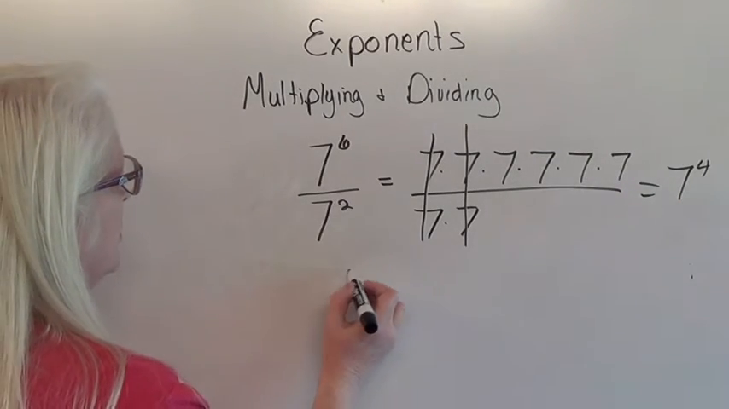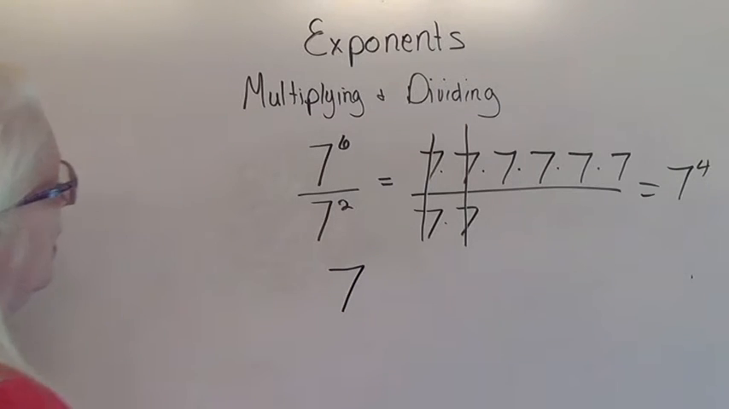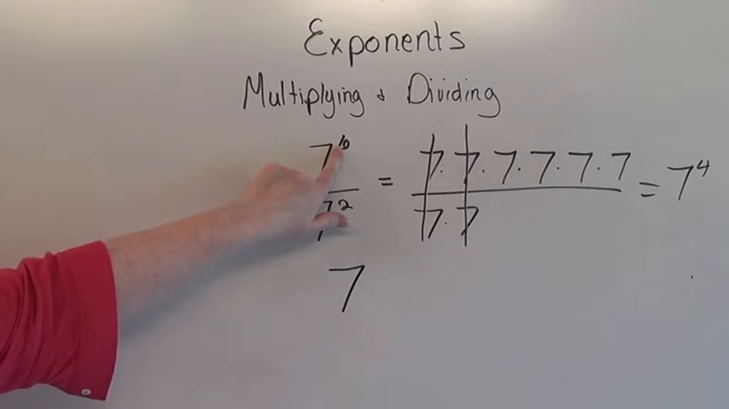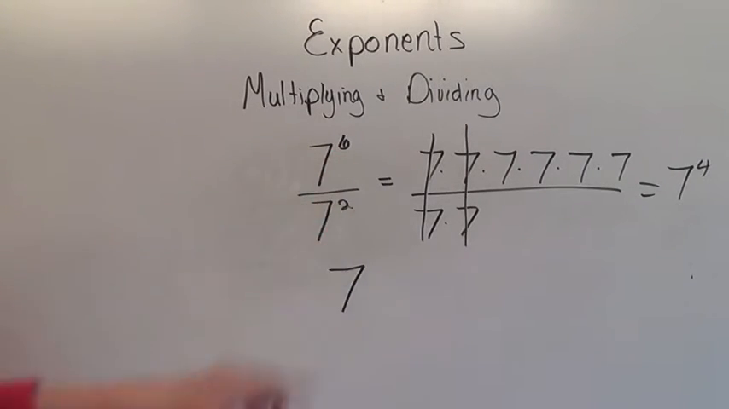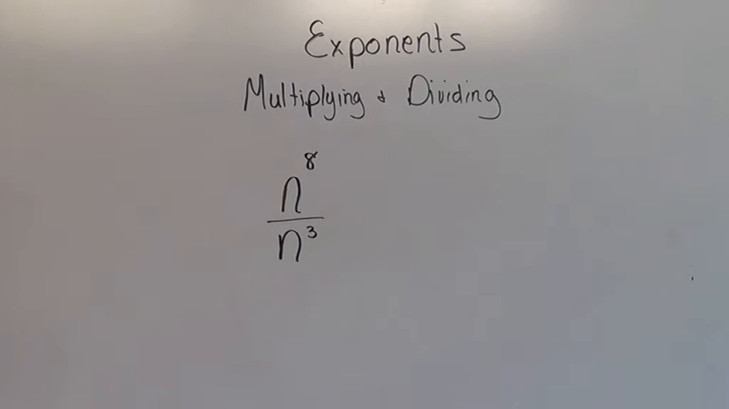We can also take this problem and keep our base, and then simply subtract the exponent. 6 minus 2 is 4, and come up with the same answer. So a very simple rule for division with same bases. Let's take a look at another problem.